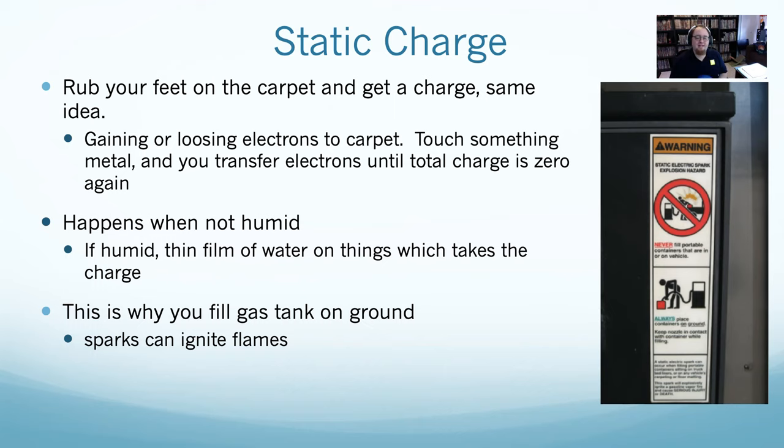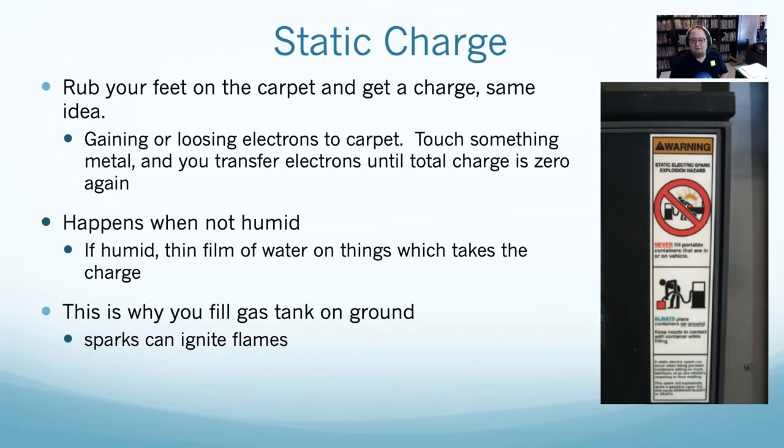It's a big deal with gas tanks that you should always have your gas tank on the ground when you fill it. The reason why is things touching the earth usually don't stay charged. The earth has so many electrons and protons that rubbing off a few is basically nothing. Anytime you touch something to the earth, you ground it. What grounding does is it'll just make the total charge zero. The difference between electrons and protons will be zero. It will still have electrons.